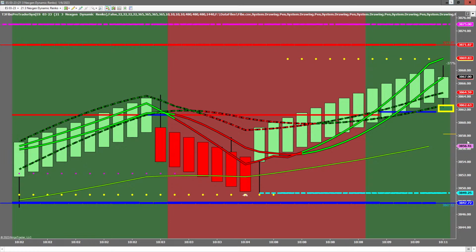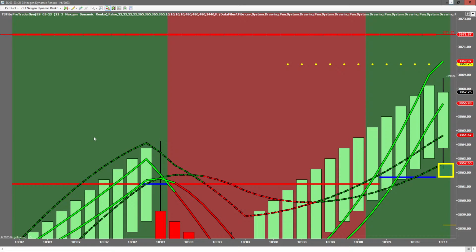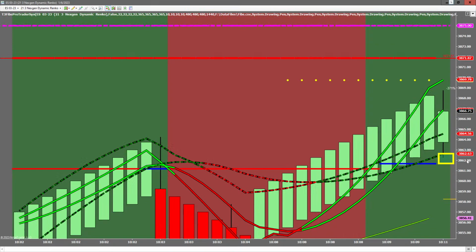So again, what are the odds we make it to 72? Pretty decent. I mean, again, we'll go look at management in a minute, but the odds are pretty decent we make it up there. What do you guys think? At least based on a 21.3 chart.